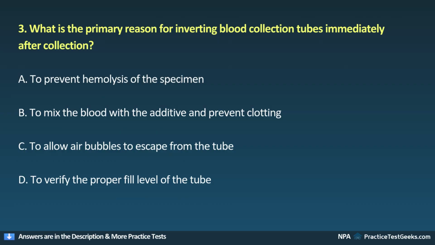3. What is the primary reason for inverting blood collection tubes immediately after collection? A. To prevent hemolysis of the specimen. B. To mix the blood with the additive and prevent clotting. C. To allow air bubbles to escape from the tube. D. To verify the proper fill level of the tube.